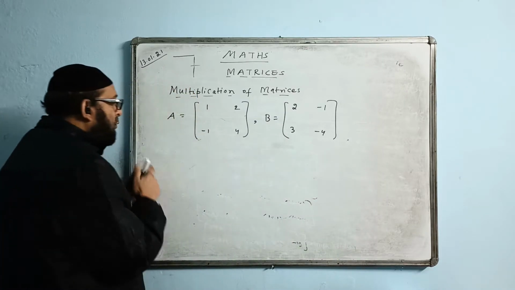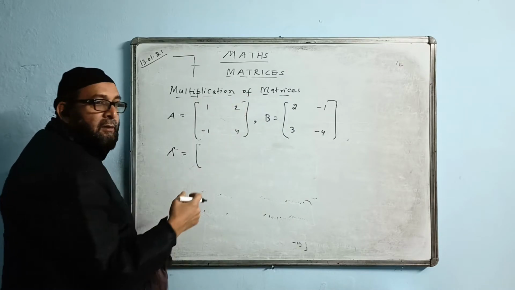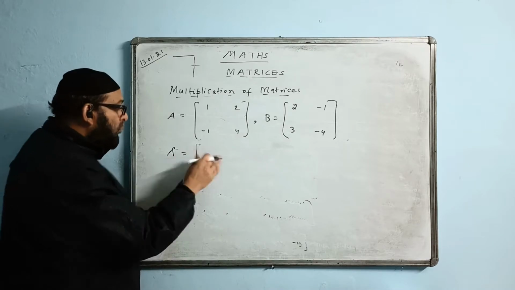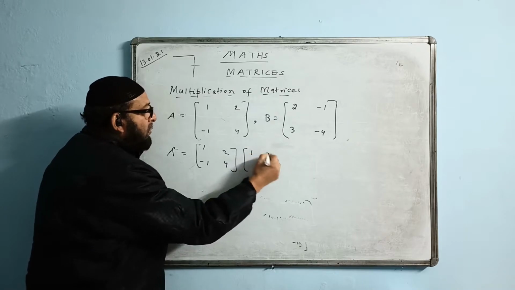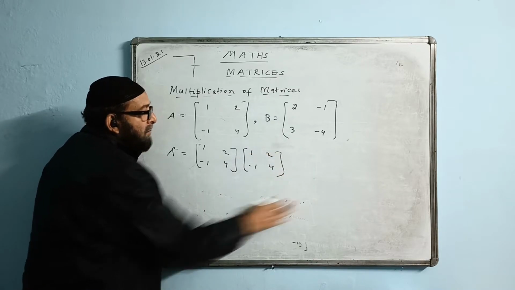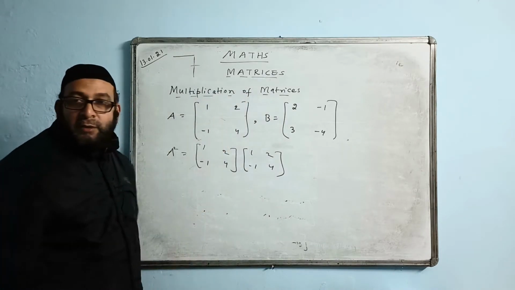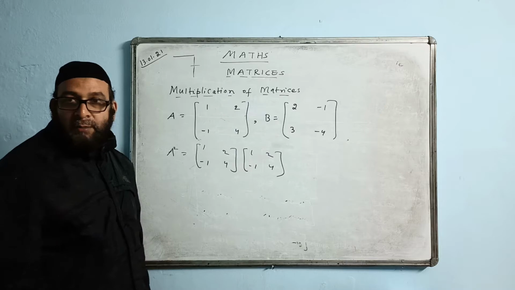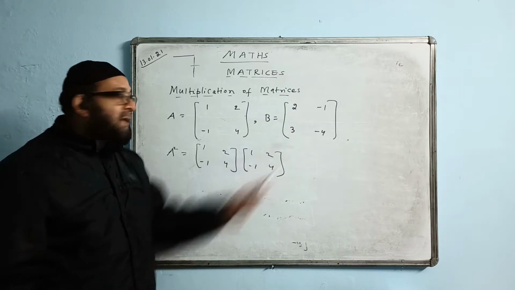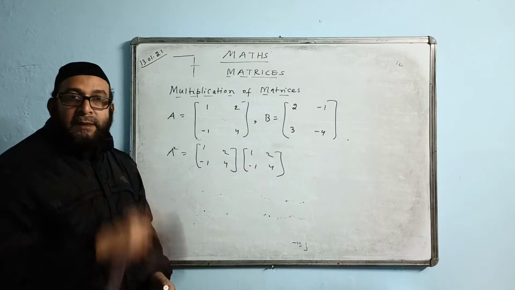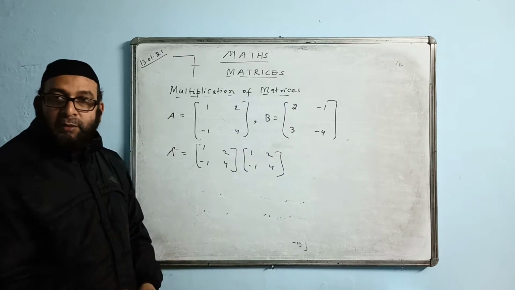Sometimes we ask you to find A square. It doesn't mean that you square everything. It is not that. You have to write A 2 times: 1, 2, minus 1, 4, and 1, 2, minus 1, 4. Like this you will write and then multiply. You will not simply square everything. That is wrong. You have to write A 2 times. If it is A cube, then you write it 3 times, and you multiply 2 of them at a time, and whatever answer comes, multiply it again with that answer. So that way you can.